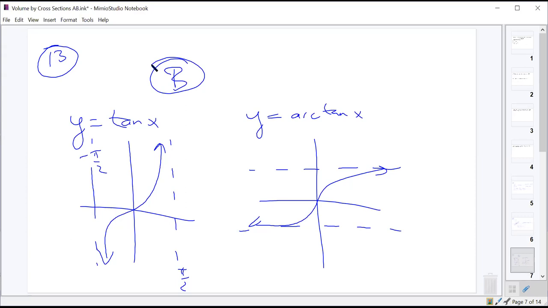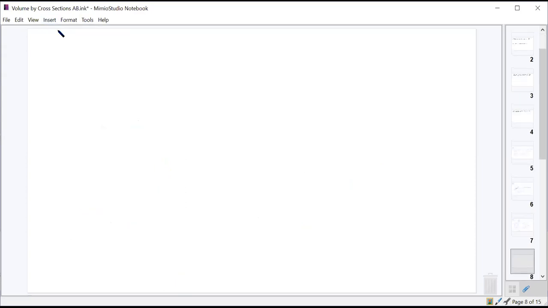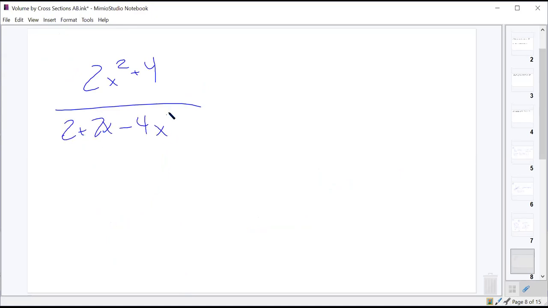All right, and then 17, we're looking at 2x squared plus 4 over 2 plus 7x minus 4x squared. And we want to know which of all these things is true. Okay. So the first thing it asks about, or first thing that we would notice, is it's talking about vertical asymptotes and horizontal asymptotes. The first thing we might want to do then is figure out what the vertical and horizontal asymptotes are, and then we should be able to pick from the list.